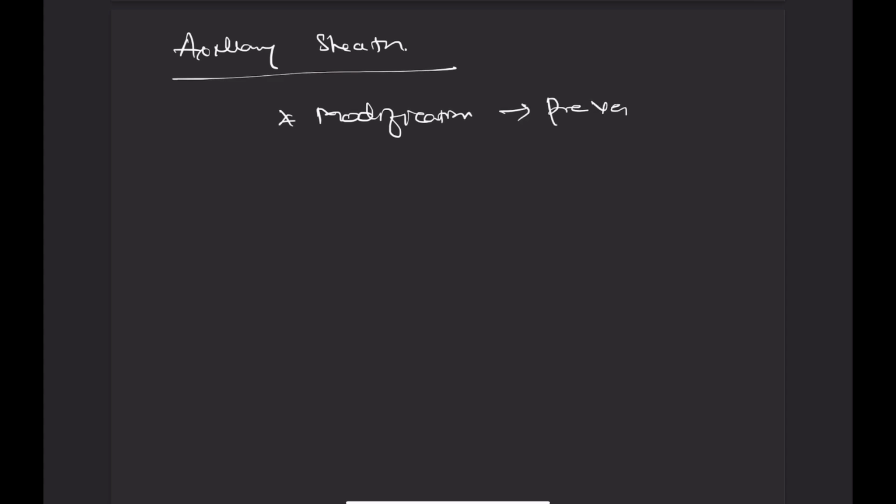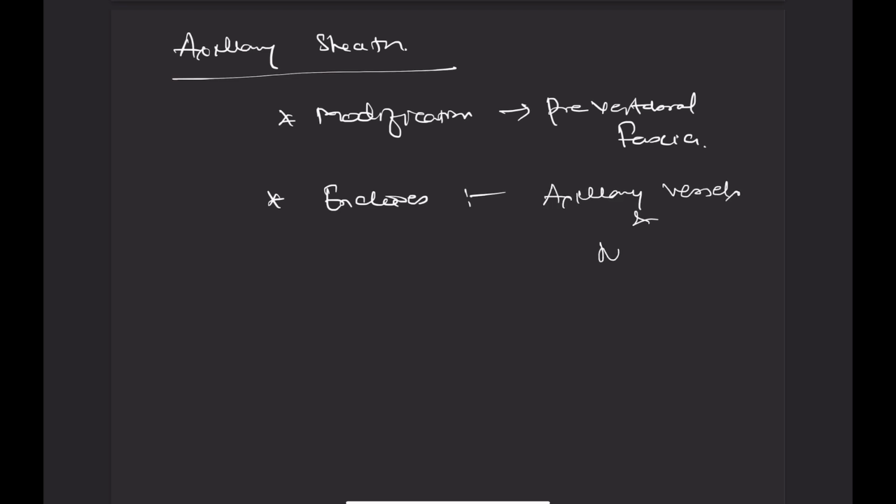Now coming to the axillary sheath. Remember, the axillary sheath is a modification of what? It is a modification of the prevertebral fascia, and it encloses what? It encloses the axillary vessels and nerve.